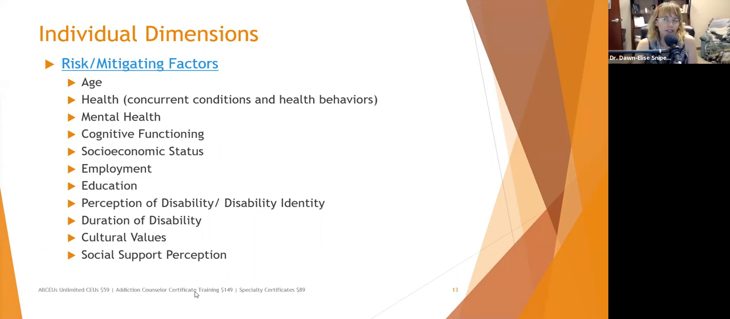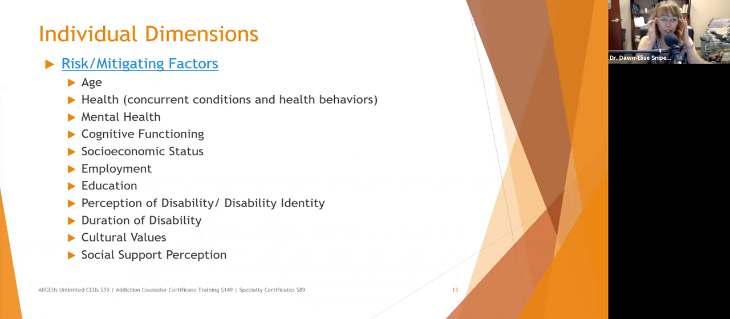Cultural values can be a mitigating factor. If the culture is very family-centric or supportive of one another, that helps, but sometimes it can be a risk factor. If the culture views, for example, mental illness as a punishment or as something shameful, then it can significantly negatively impact people's moods, self-acceptance, and disability identity development, etc. And their perception of social support.